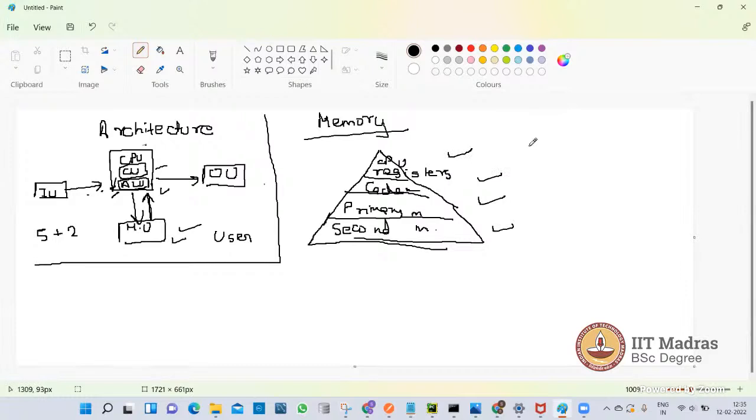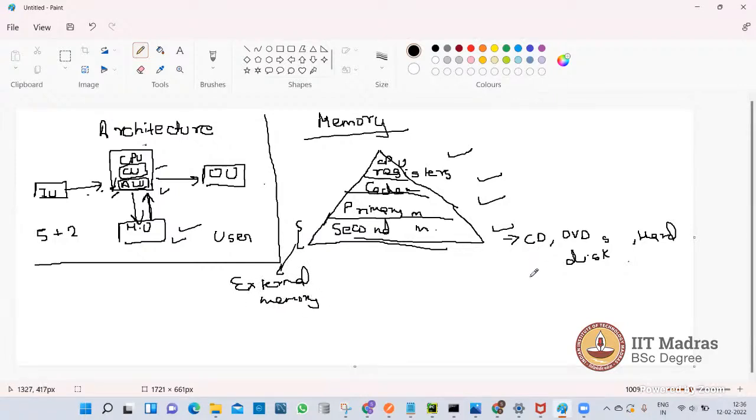So you can notice the structure of this pyramid, right? The width is more at the bottommost, and when it goes up, the width becomes less. What is the reason behind that? If we talk about the secondary memory, the bottommost part of the memory, here we have components like CDs, DVDs, pen drive, hard disk. These are also called external memory. We also call these memories external memory.